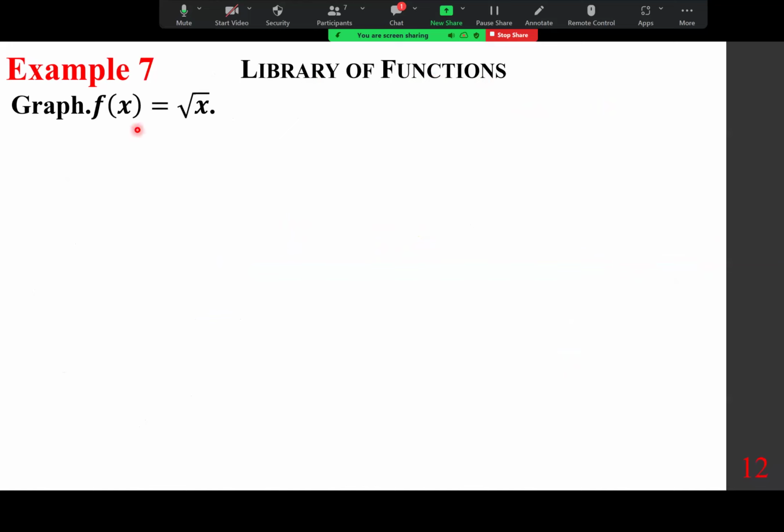Library of functions, one of those functions, f of x square root of x, we are looking at elementary functions, essential functions, or library of functions. That means the same thing, everybody.